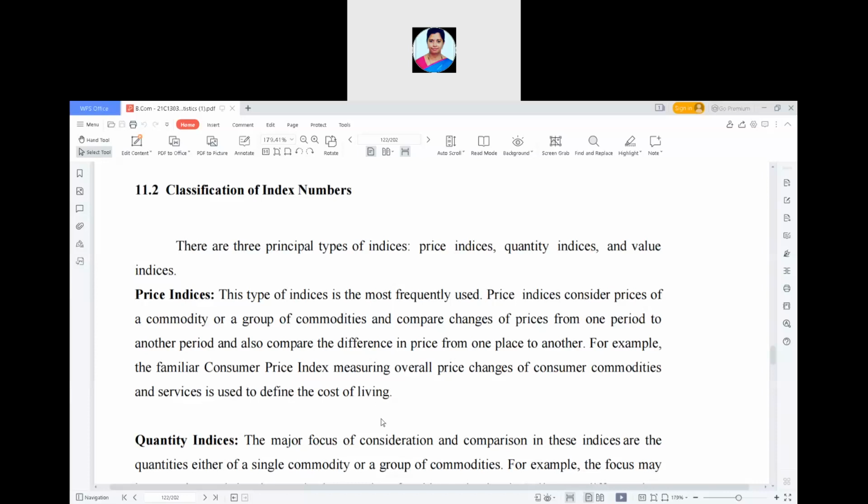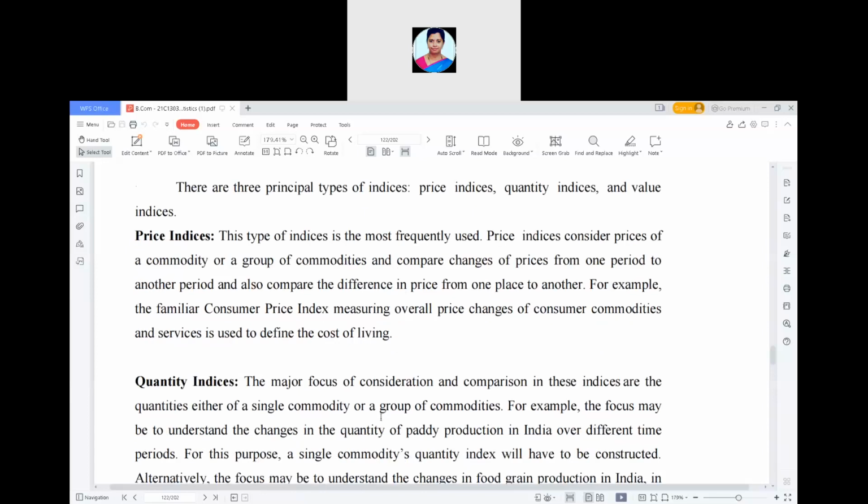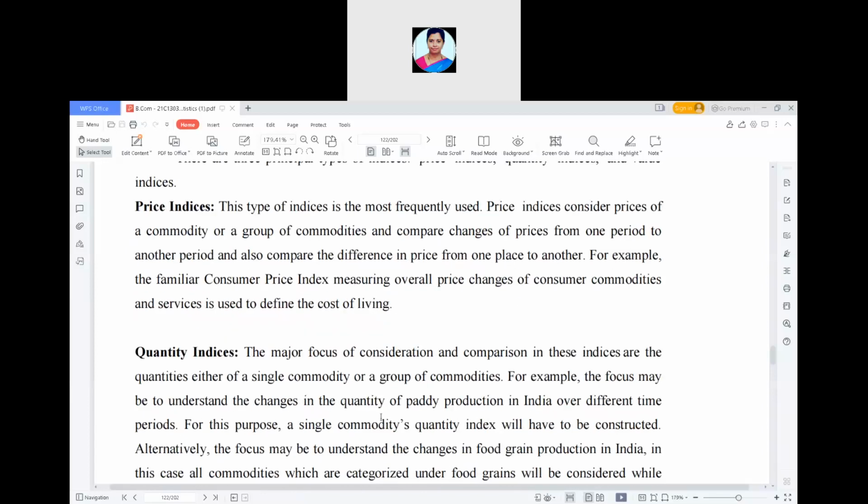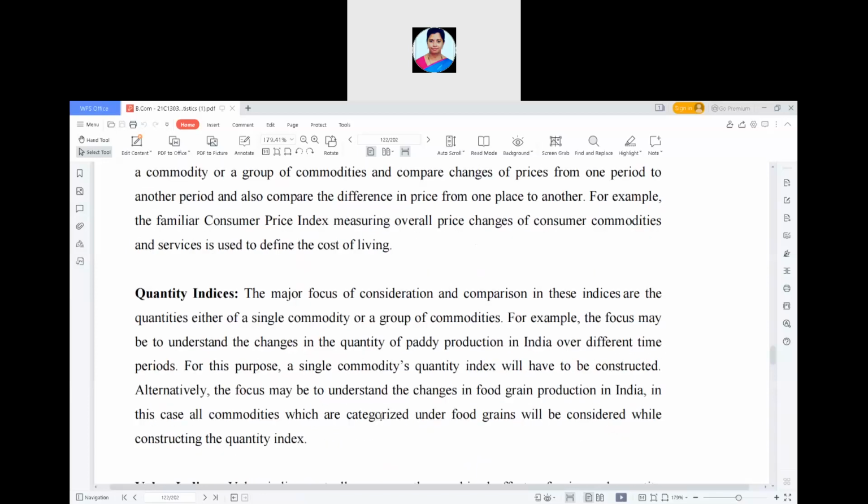In this manner, it may vary from place to place. So this is the price index number we are taking. And the next one is the quantity index. Quantity indices: the major focus of consideration and comparison is the indices of the quantities, either of a single commodity or a group of commodities.